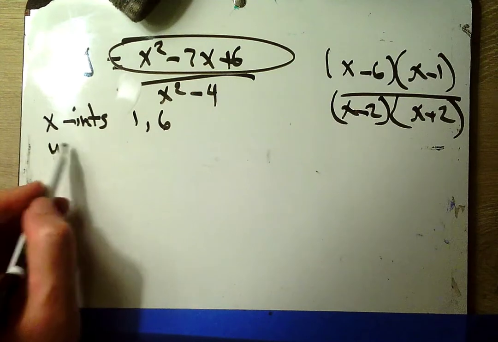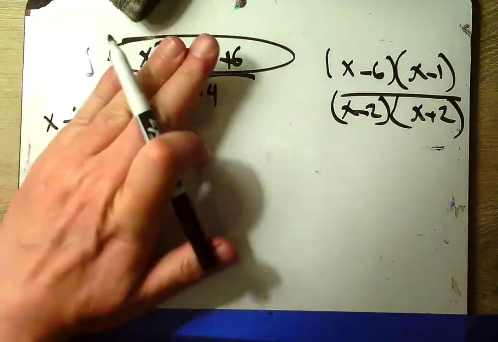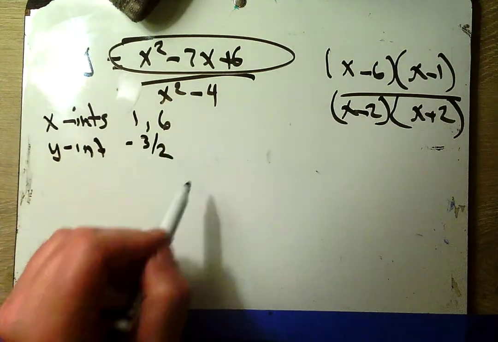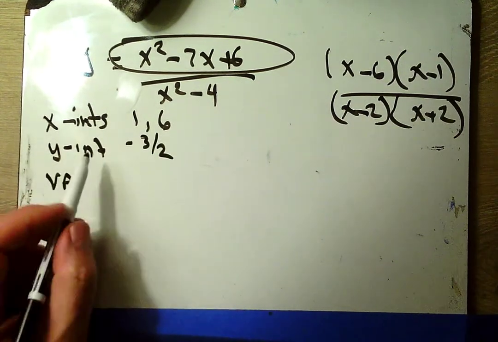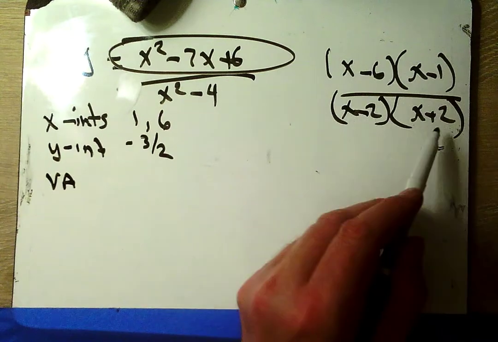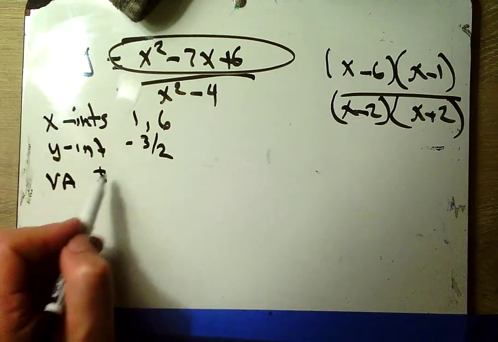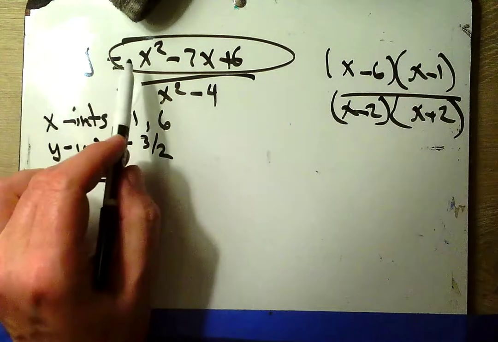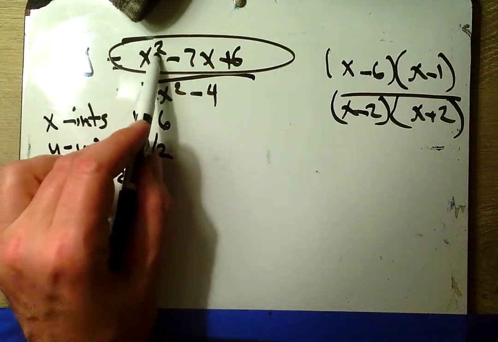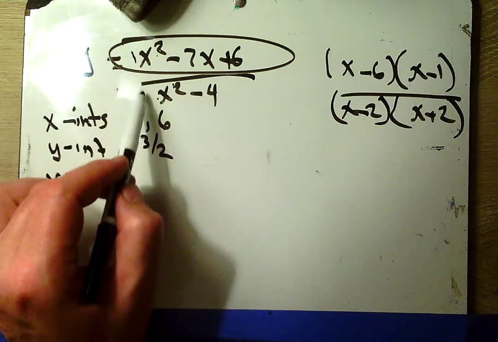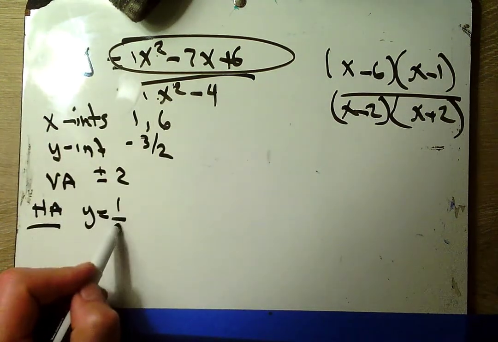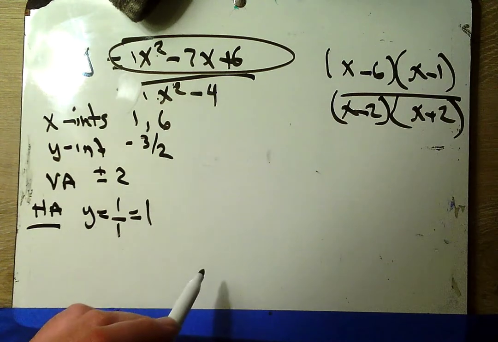My y-intercept, I cover up all the x's. I get 6 over -4, which is -3/2. Vertical asymptote, that comes from setting the denominator equal to 0, so I have plus and minus 2. And a horizontal asymptote. Well, look, the degrees are the same, right? They're squared and squared. And so I look at the leading coefficients. y equals 1 over 1, which is y equals 1.